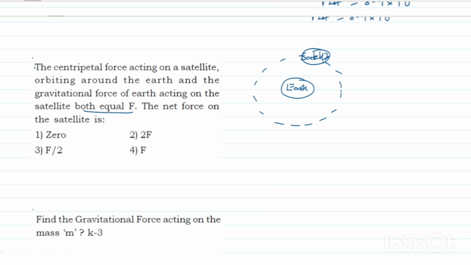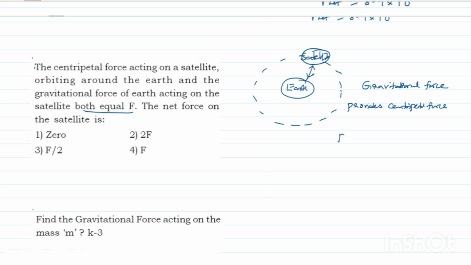And the gravitational force acting on the satellite by the Earth is given as F. The net force acting on it: here the net force is going to provide the centripetal force. So here you can take that the gravitational force provides the centripetal force when it is moving in a circular path.